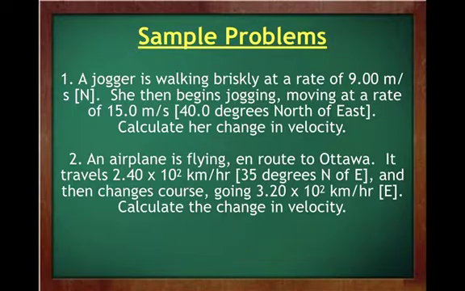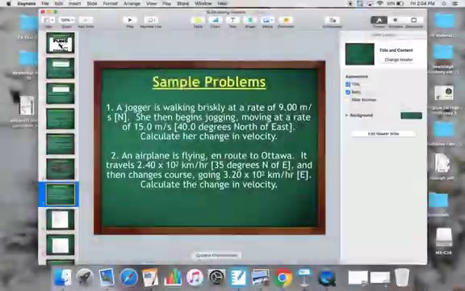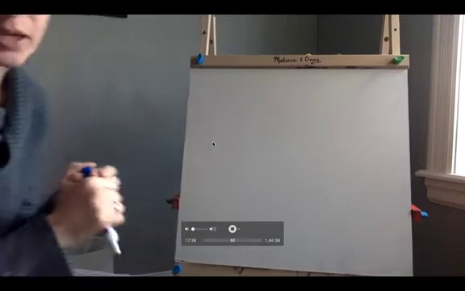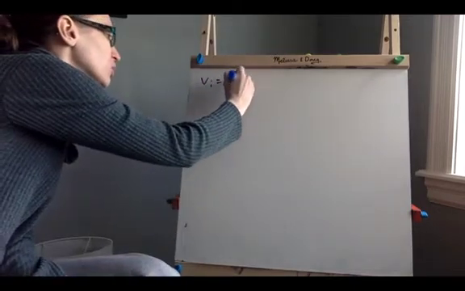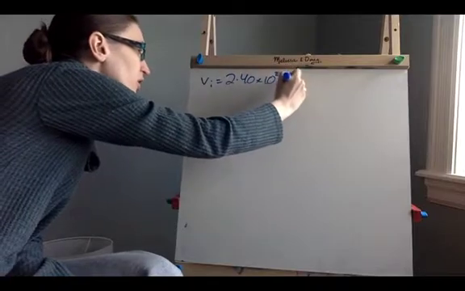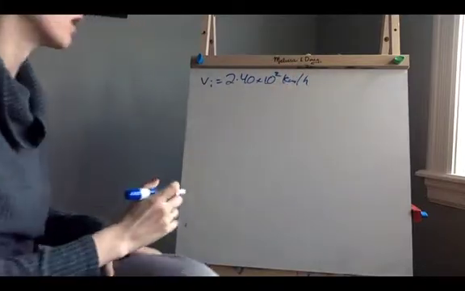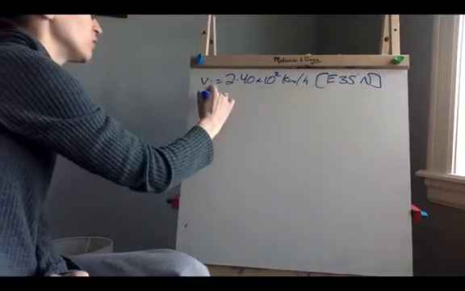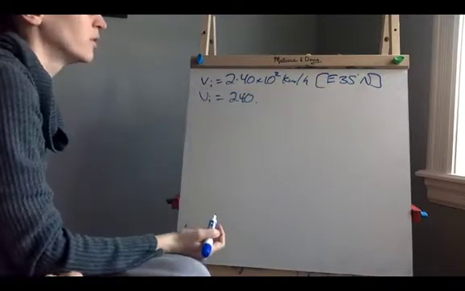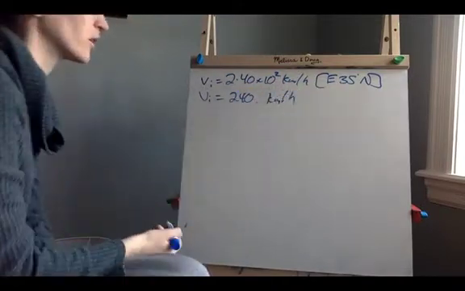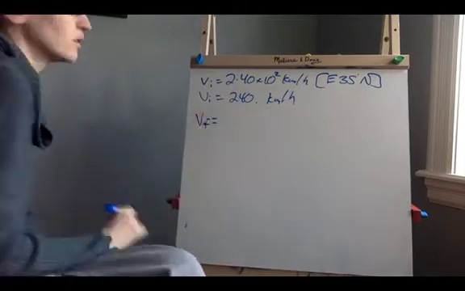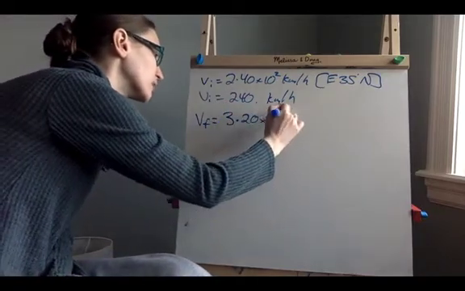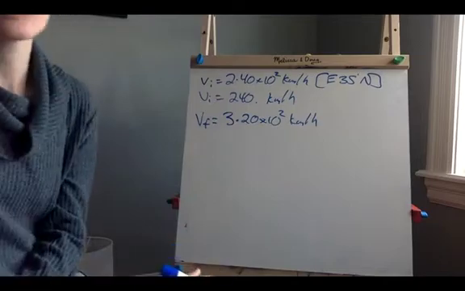Okay, so same idea there, with first identifying VI, VF, and what our vectors are. So we have that VI is equal to 2.40 times 10 squared kilometers per hour at that bearing of east 35 degrees north, right? And if you like, you could just call that 240 for right now. Might help with your calculations, okay? It then changes to a velocity of 3.20 times 10 squared kilometers per hour going straight east.